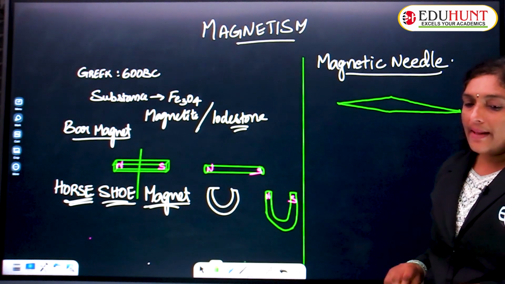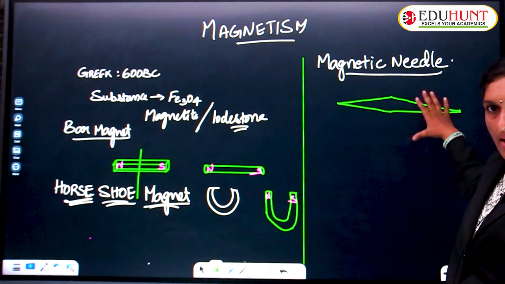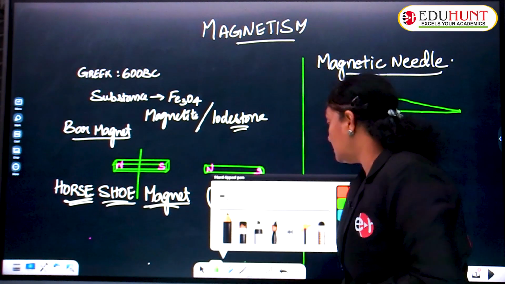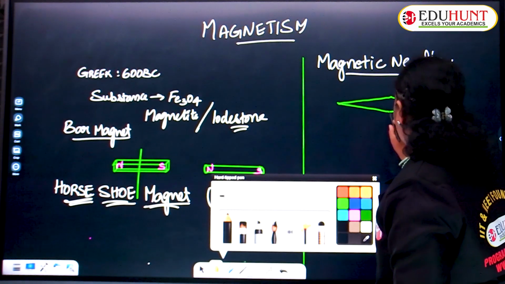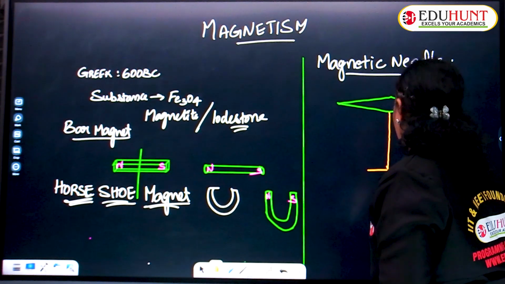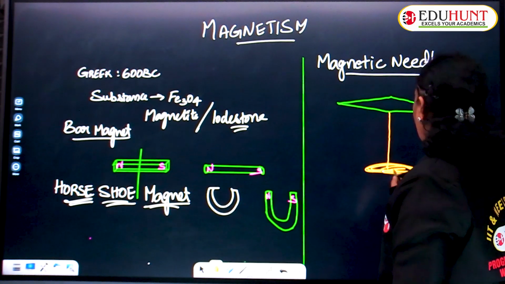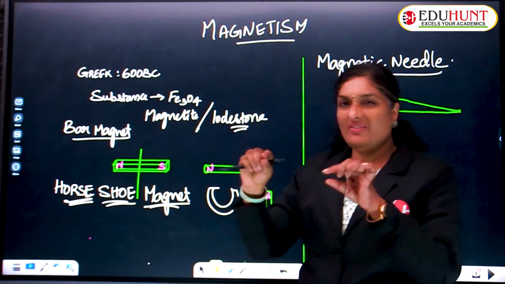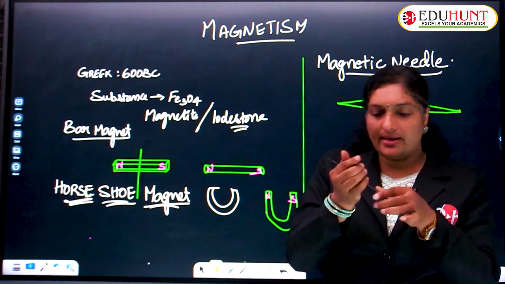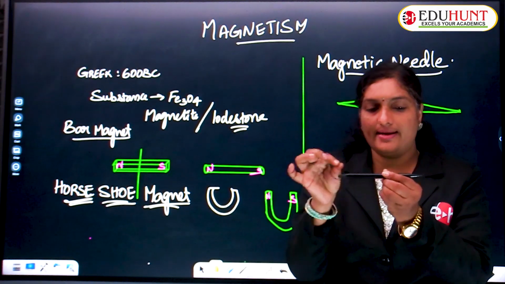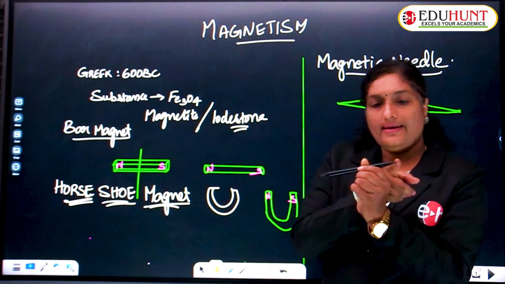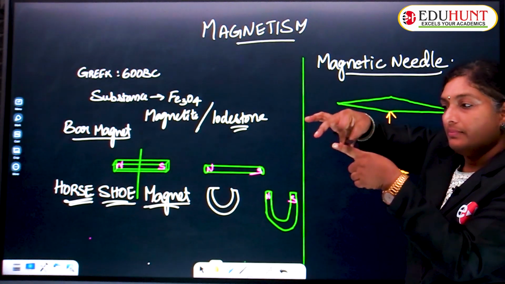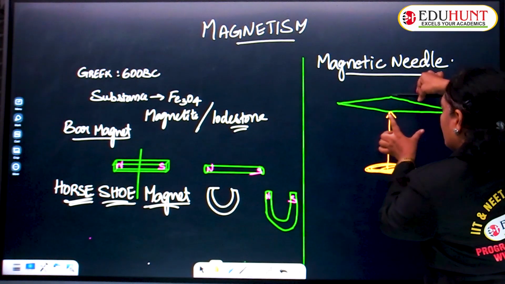So the magnet is again in the form of a bar, tapered at its ends, and pivoted on a small stand. A stand is taken, and on the stand this needle is kept. This bar magnet is narrow and tapered at the corners, a little wider at the center, and it is gently placed on the pointer.